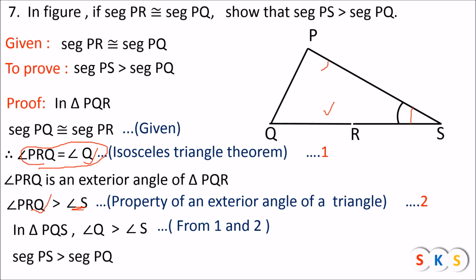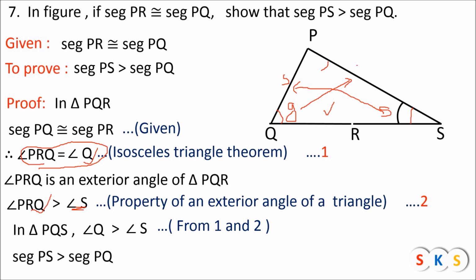And we know that if two angles of any triangle are unequal, then the side opposite to the greater angle is greater and the side opposite to the smaller angle is smaller. So here angle Q is the greatest angle and angle S is the smallest angle, and the side opposite to the greater angle is PS. So PS will be greater, and the side opposite to the smaller angle S is PQ, so PQ will be smaller.